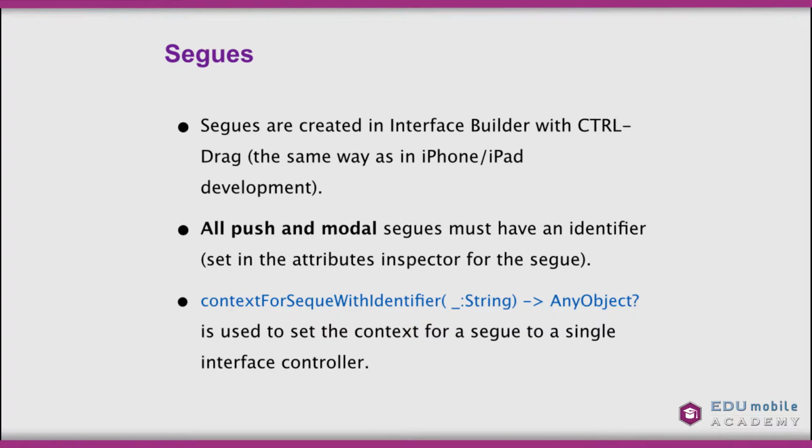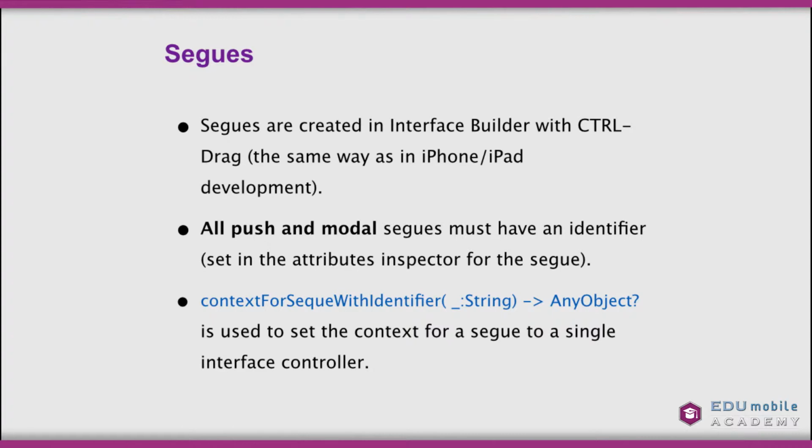We use contextForSegueWithIdentifier. This is singular, context. That becomes important here in just a moment. We pass the string identifier that we set up in the attributes inspector in Interface Builder for that push or modal segue, and we return an AnyObject.